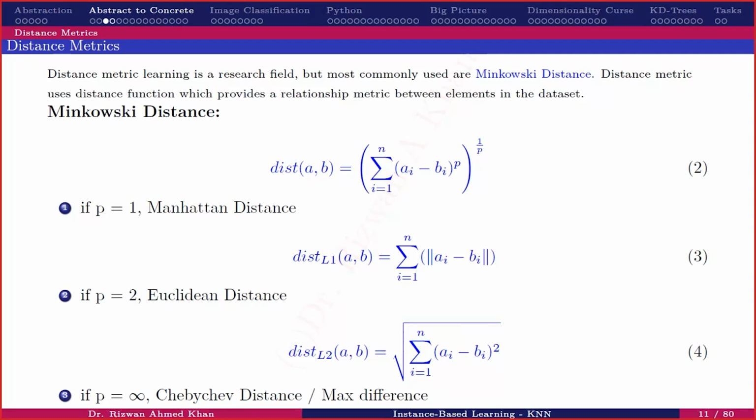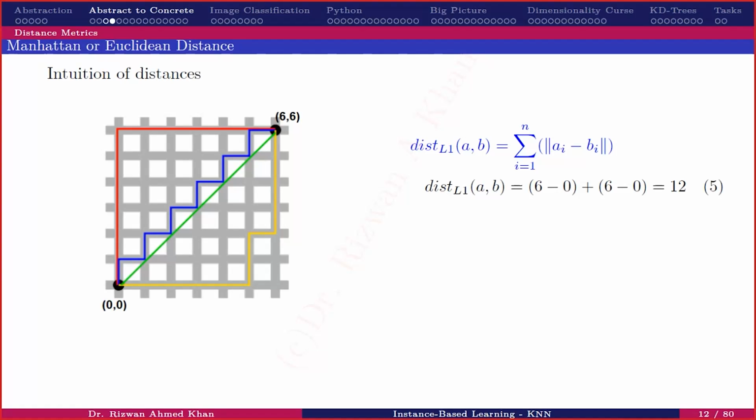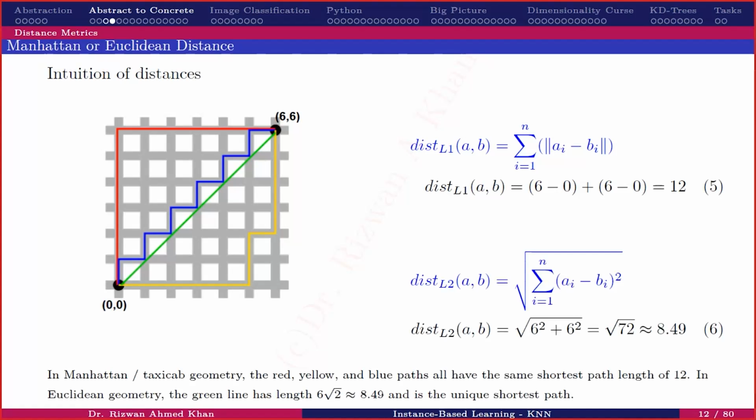Okay. So this is the intuition of the different distance metrics. The red, blue and yellow lines belong to the L1 norm, or Manhattan distance, or earth mover distance, and the green line is Euclidean distance. And we did this small example as well in our last class.